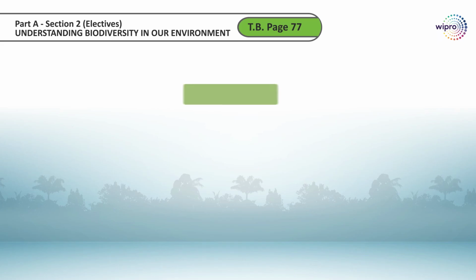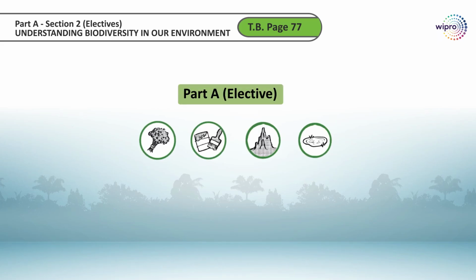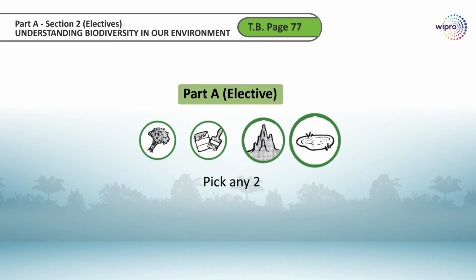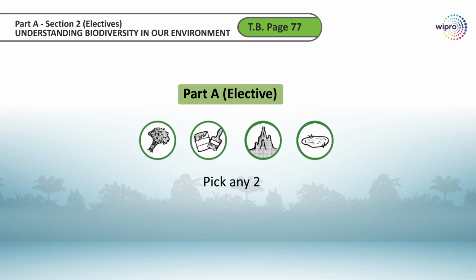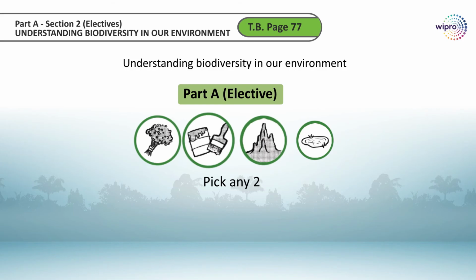Now we move on to Part A elective section. Pick any two of the 4 electives. The electives, which is Section 2 of Part A, is about understanding biodiversity in our environment. It has 4 topics, of which only 2 have to be selected.